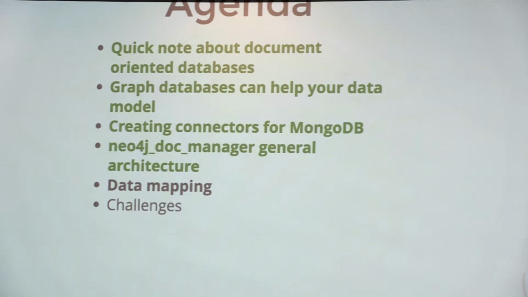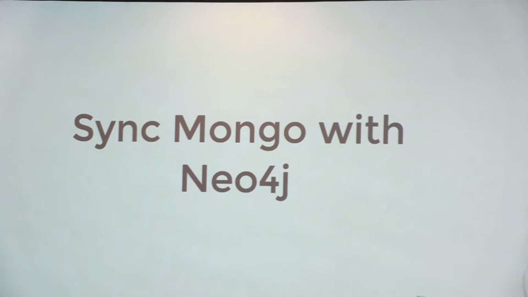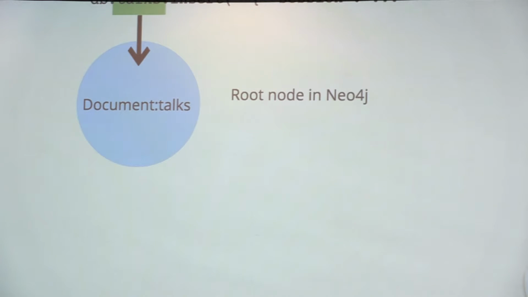So let's talk about how we do the data mapping, because on one side, we have Mongo with documents, and on the other side, we have a graph. How do we actually make this translation between documents and graphs in such a way that it makes sense for most applications? To sync the data that we have in Mongo with Neo4j, we had to build it step by step. In Mongo, we have a collection, let's say talks, for example. And for every collection, we are going to build some sort of root node in Neo4j.